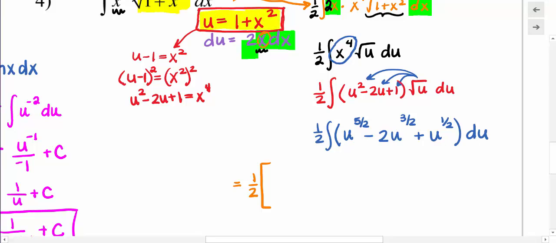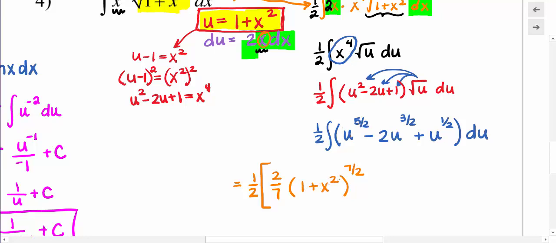So when I integrate u to the 5/2, I'm going to leave a space. I'm going to add 1 to my exponent. And again, instead of u, I'm just going to put parentheses here. So if I add 1, it'll be to the 7/2, and it'll be times 2/7. And my u was 1 plus x squared.